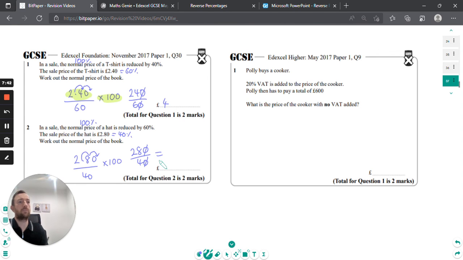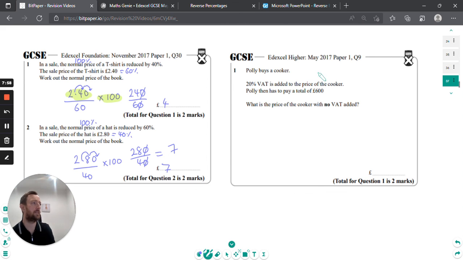And when you're dividing something by 4, you just half it and half it again. Or how many 4s are in 28? Same thing, it's 7. So it was £7 before that 60% reduction. So that's the foundation ones.